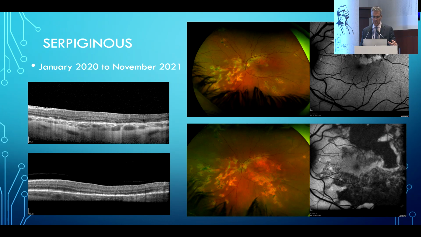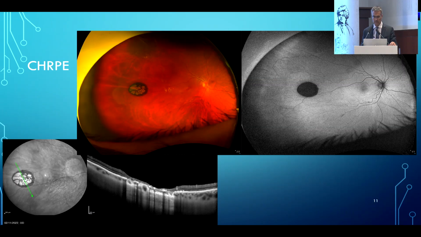Diseases that affect the RPE, such as serpiginous choroiditis, can also be quite easily followed with fundus autofluorescence. And congenital hypertrophy of the retinal pigment epithelium shows up as a very dark lesion on autofluorescence, and on OCT you can see atrophy of the retina and choroid with some increased signal from the RPE.